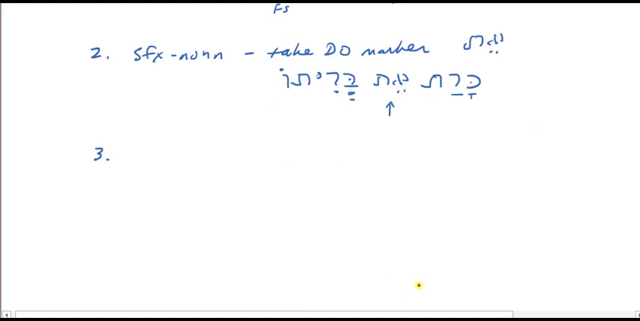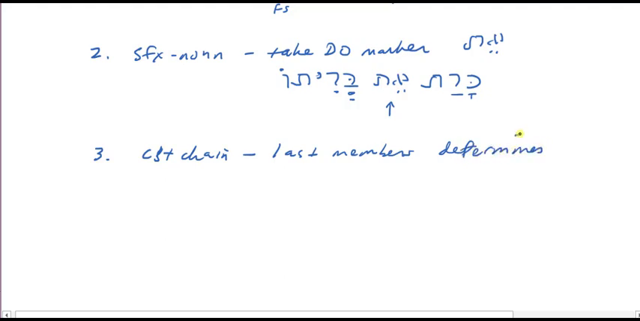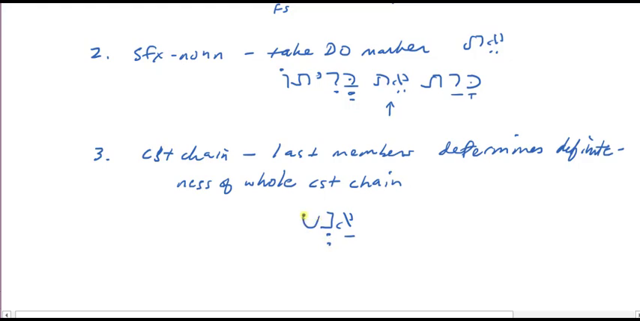And finally, the third sort of situation where this matters is in construct chains. Remember, the last member of a construct chain determines the definiteness of the whole thing. All right? Let me give you two examples here, one of which exemplifies what we're talking about, and one which doesn't. We'll start with the one that doesn't. We'll start with the word anshe, and this is a word that's used in the example here. Anshe is the masculine plural construct of men.